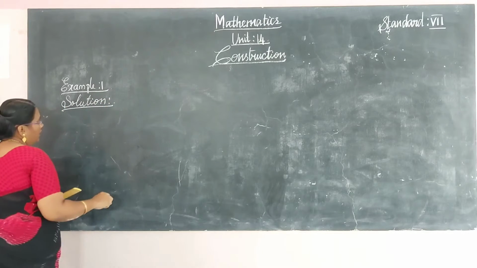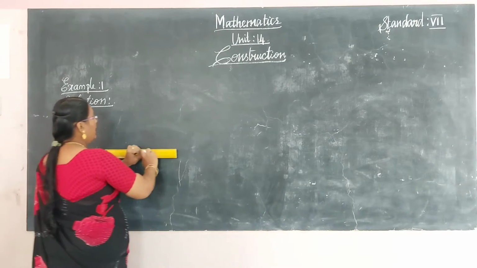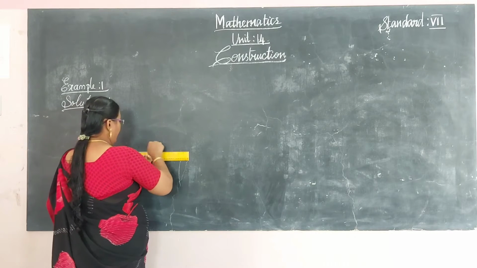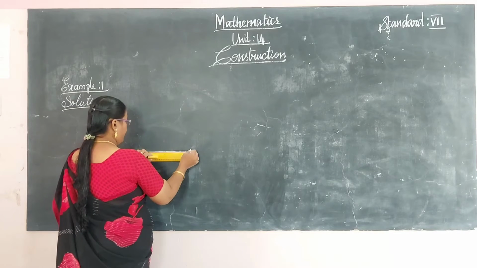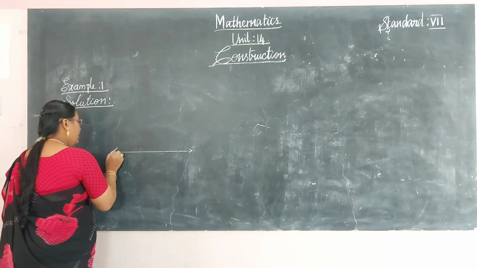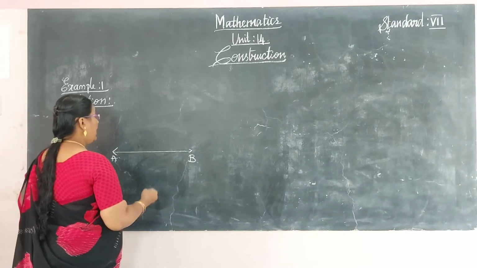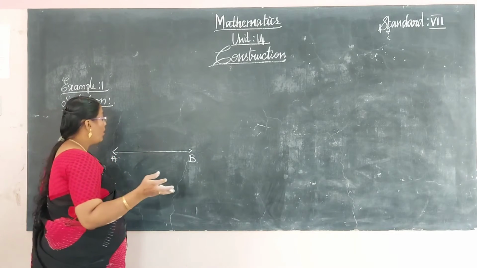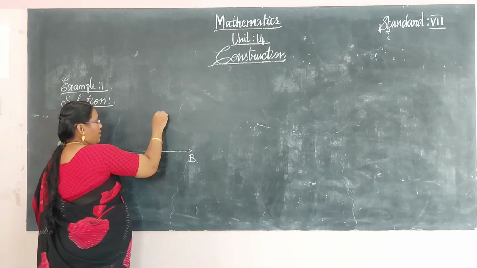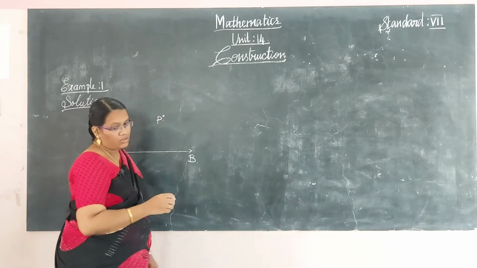Example 1 solution. First, draw the line, denoted by AB. Now take any point outside the line AB. You can take it in this place, anywhere. Take the point P, as the question was given.